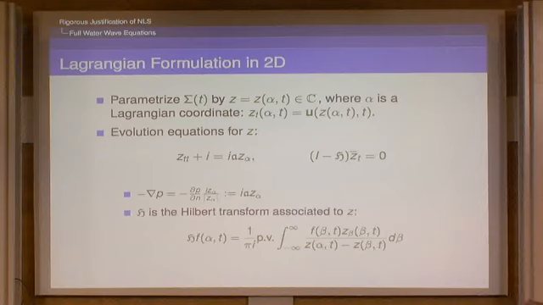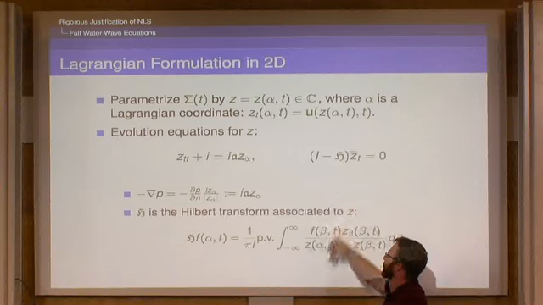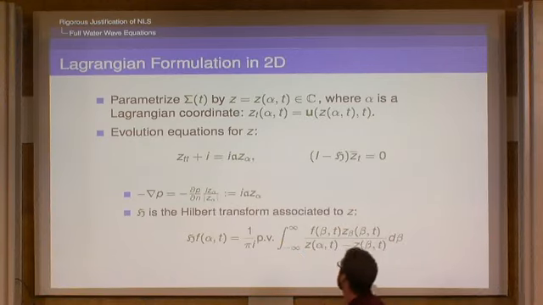To say that this is, again, a sort of potential flow, when you write this on the surface, you get this condition using this Hilbert transform associated to the interface curve Z. So we have two equations now here. These are the equations I'd like to use.